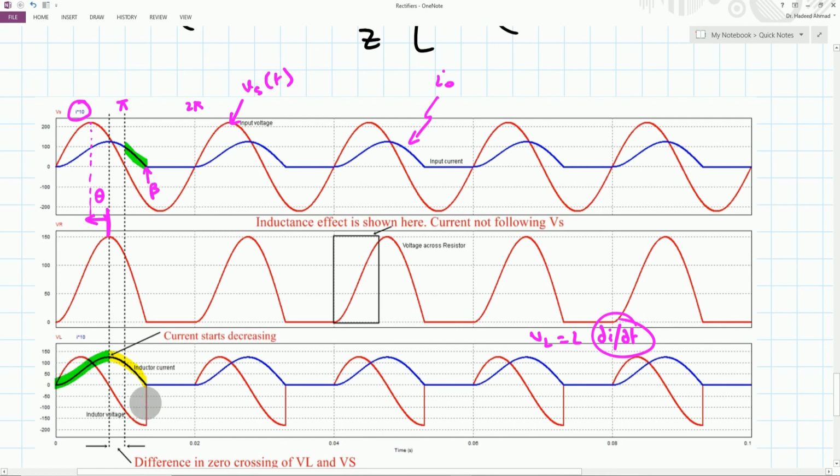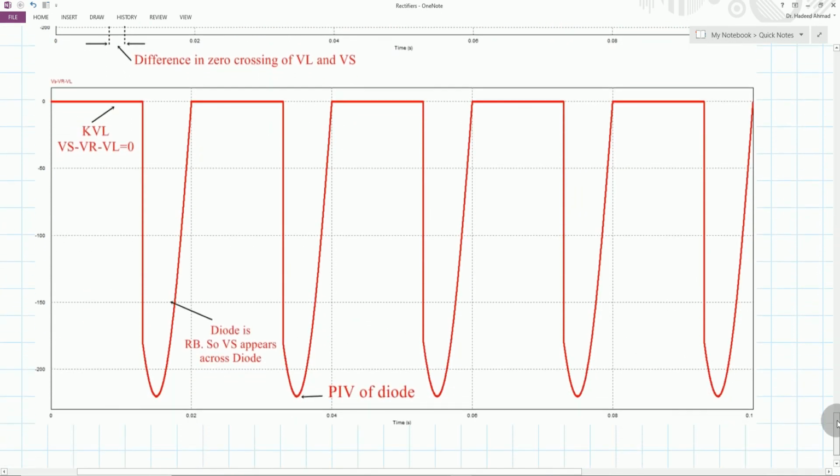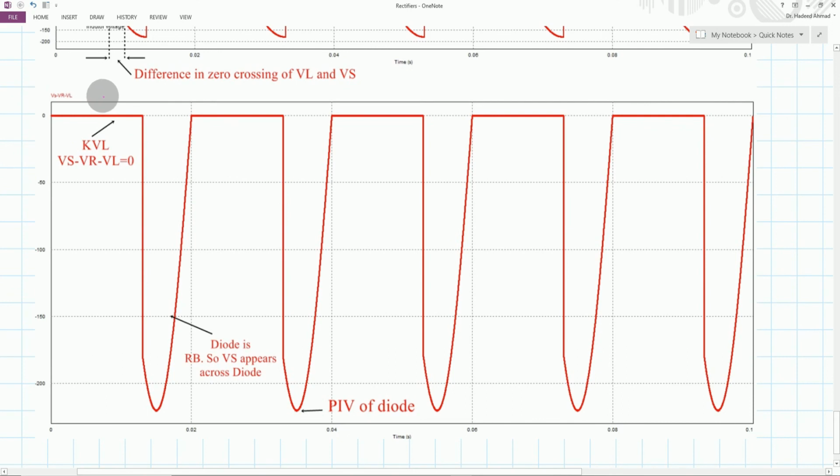These waveforms are quite interesting in showing you the inductor voltage and the output voltage at every instant of this particular circuit. Although it looks a little bit bizarre, every instant on these waveforms is a validation of Kirchhoff's voltage law, as I have shown here. So what is this? Here I have actually shown a subtraction of Vs minus Vr minus VL.